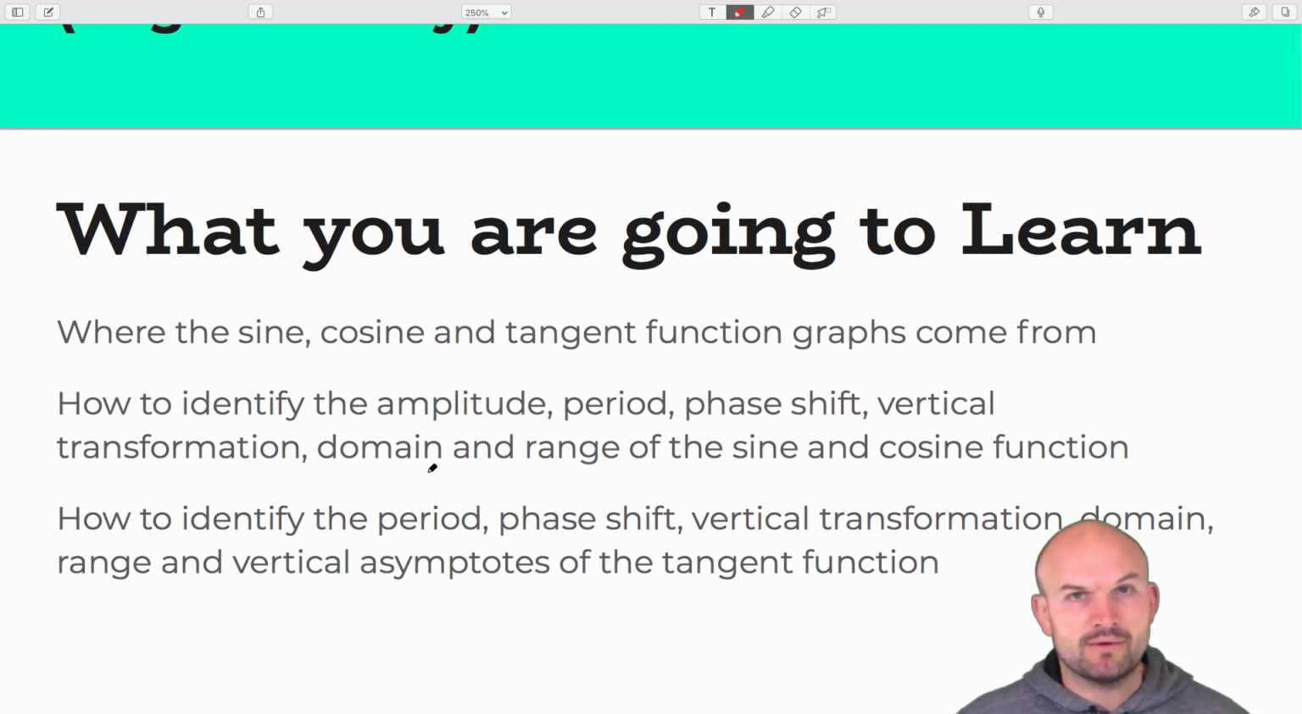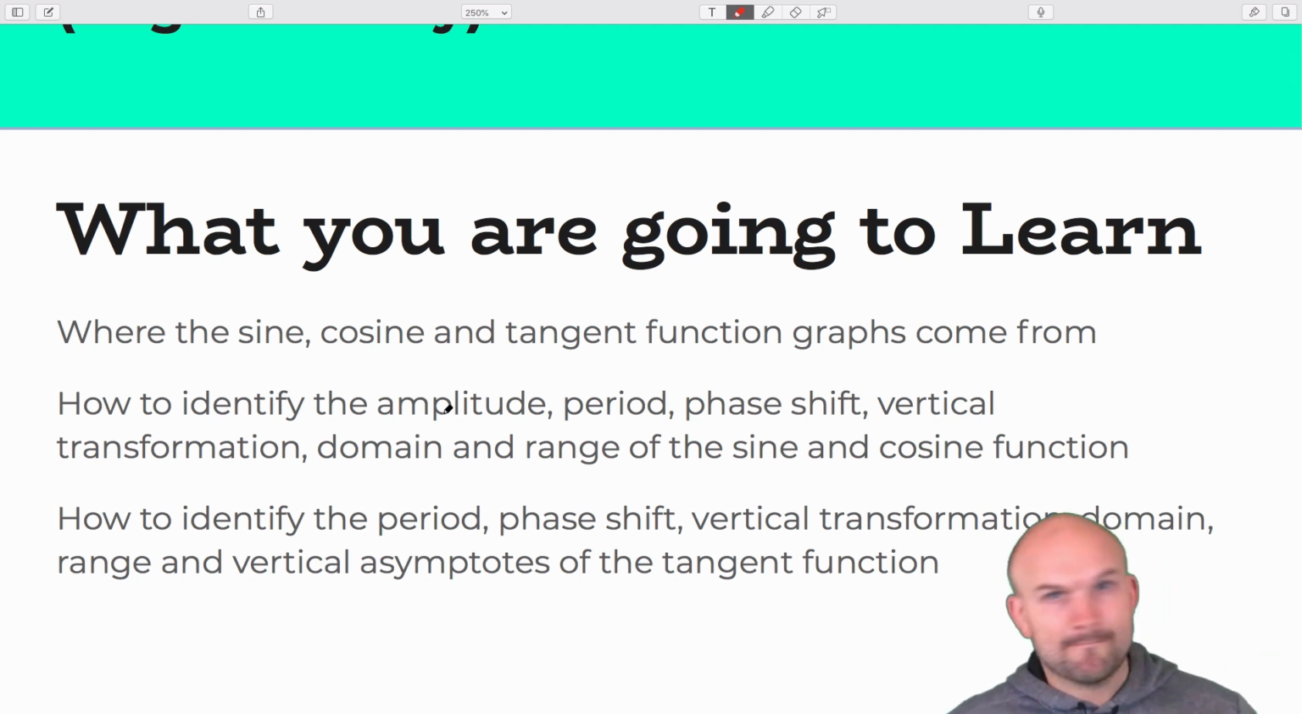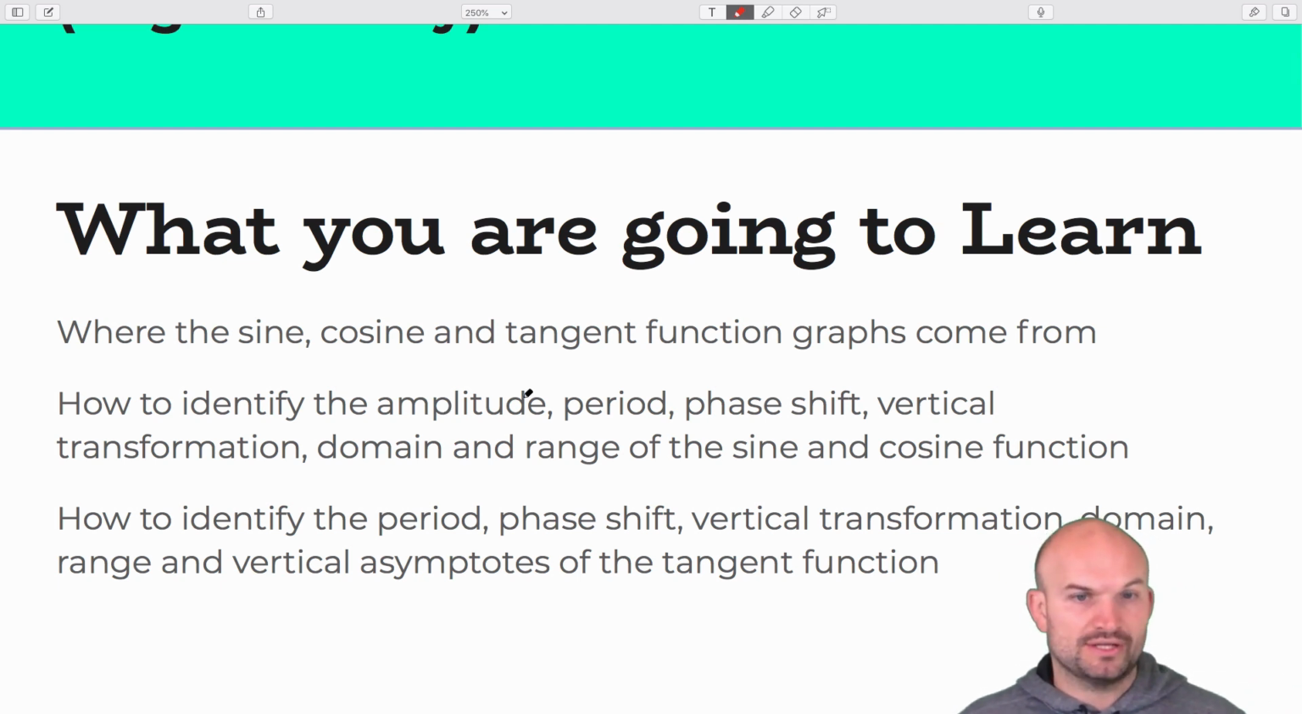But before we do that, I wanted the students to investigate and kind of see where these graphs come from. How do we create these graphs? So therefore, they know that they can recreate them really at any time without having to memorize the graphs, which sometimes people get confused. So it's important to understand where these graphs come from.